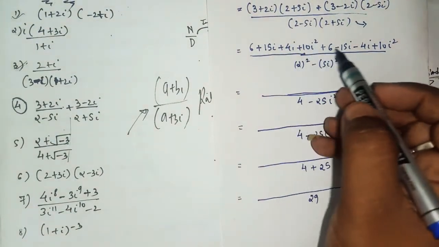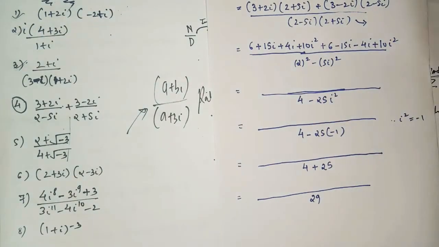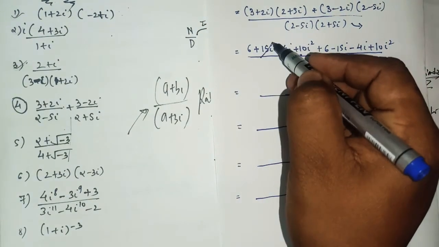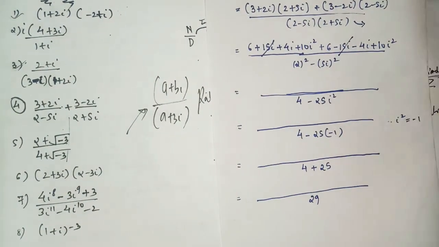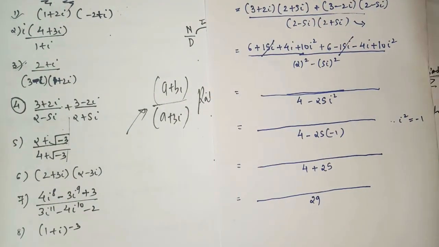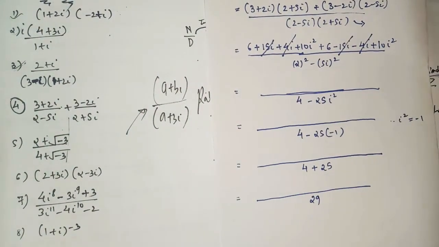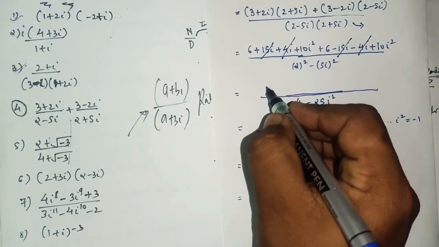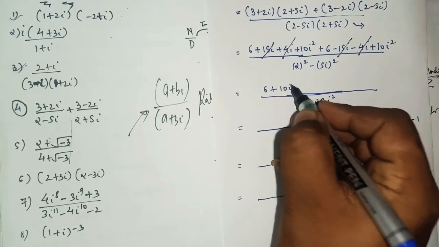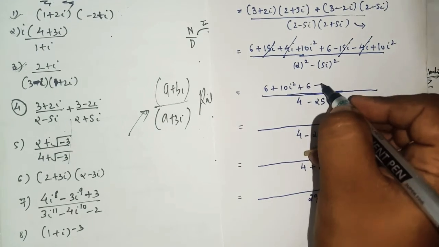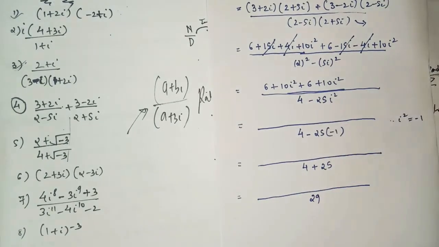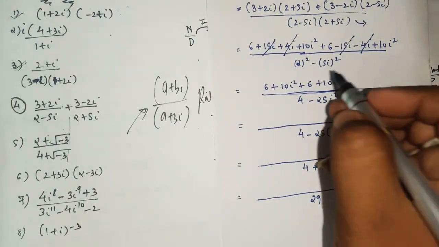As here clearly we can see that we have some like terms where plus 15 and minus 15 will get cancelled. Plus 4 minus 4. Yes or no? So here we are left with what? 6 plus 10i square plus 6 plus 10i square. Yes or no? Again same.